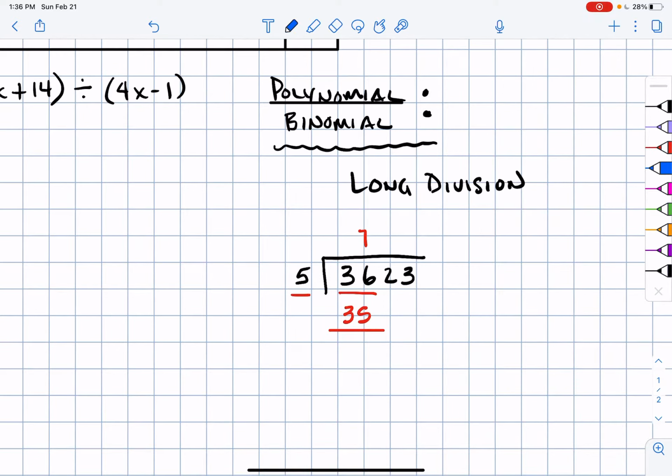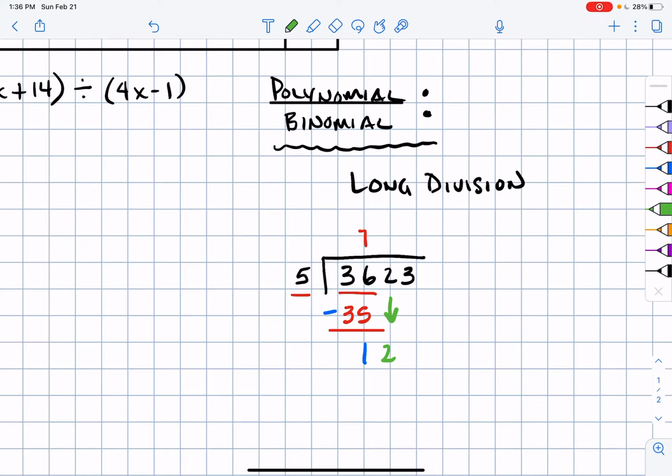Then you would subtract, okay? Which is the same thing as saying, if I took the positive 35 and flipped the sign of 35, it would now become negative 35, I'm adding, and I get 1. Then the last step is that I brought the 2 down. So now I have 12, okay?